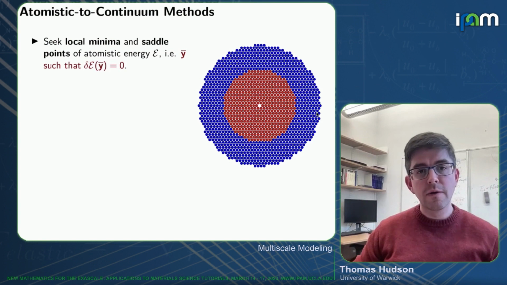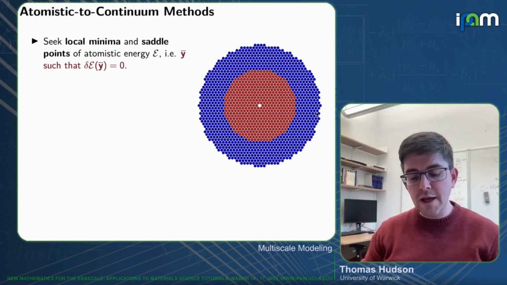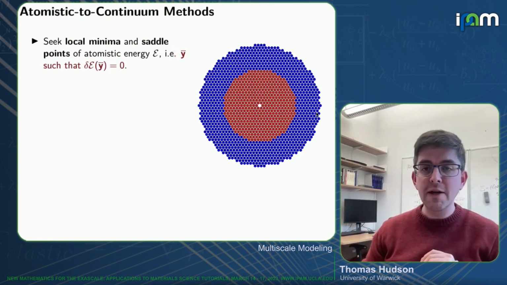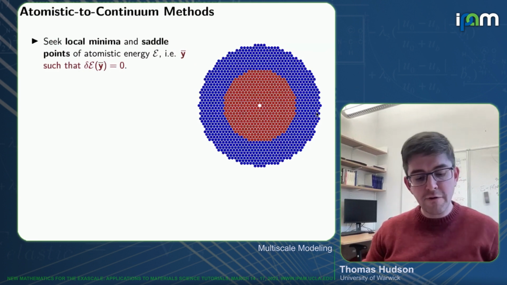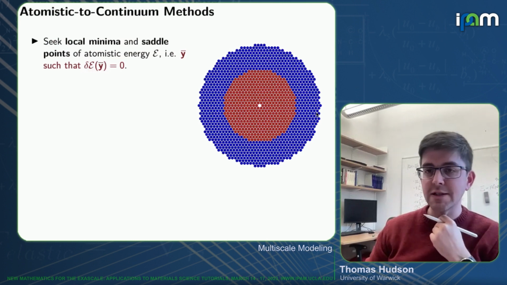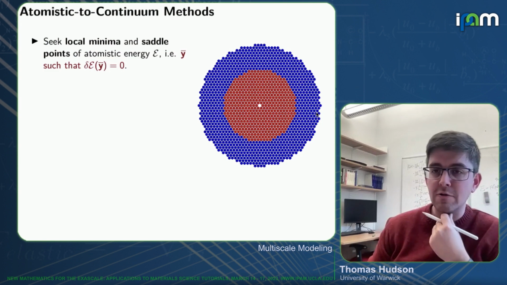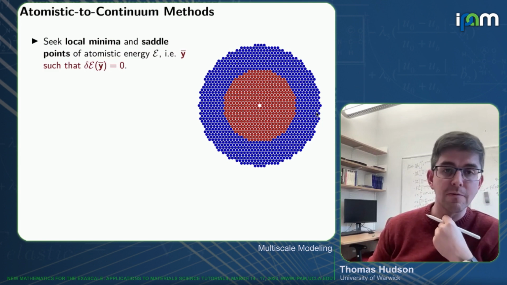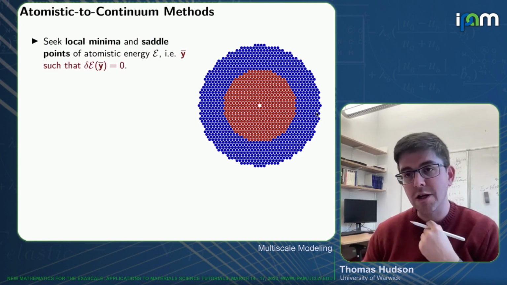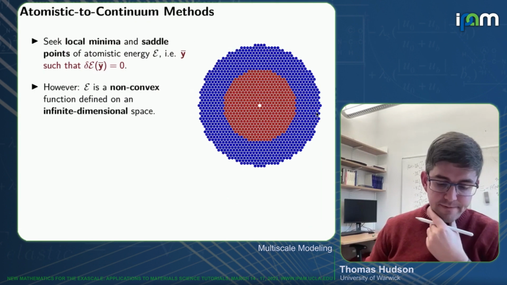And so, yeah, if I've got an energy, E, then I'm interested in the deformations, the motions of the atoms, Y bar, that solve the first derivative of the energy being zero. So that's effectively the same as the force balance, the forces on all of the atoms being zero. Right. So I'm looking for critical points of the energy, whether they be local minimizers or saddle points.